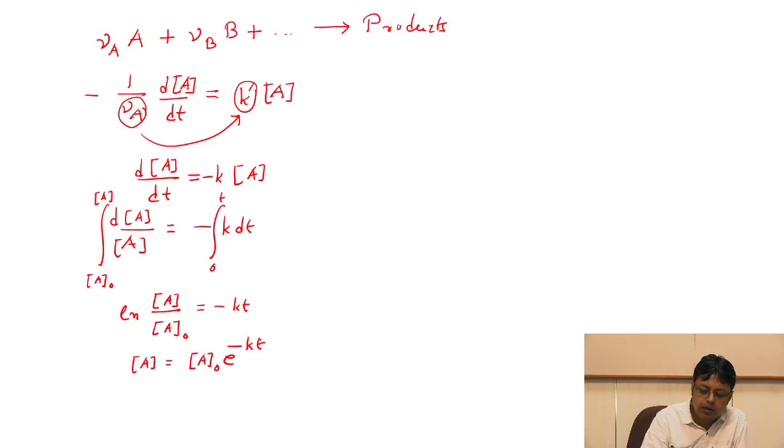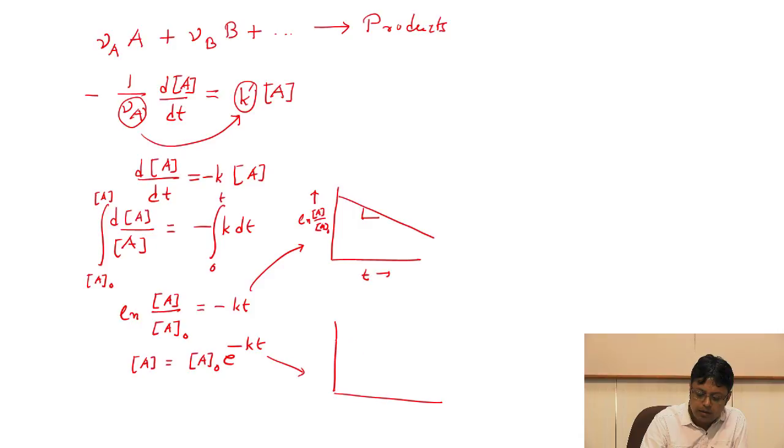So if you plot ln A by A0 versus t, then you'll have a linear plot where the slope will be equal to minus k. If you had plotted the other way, A by A0 versus t, that's the exponential plot; initially at time 0 it will be 1, and then it decreases exponentially with time.